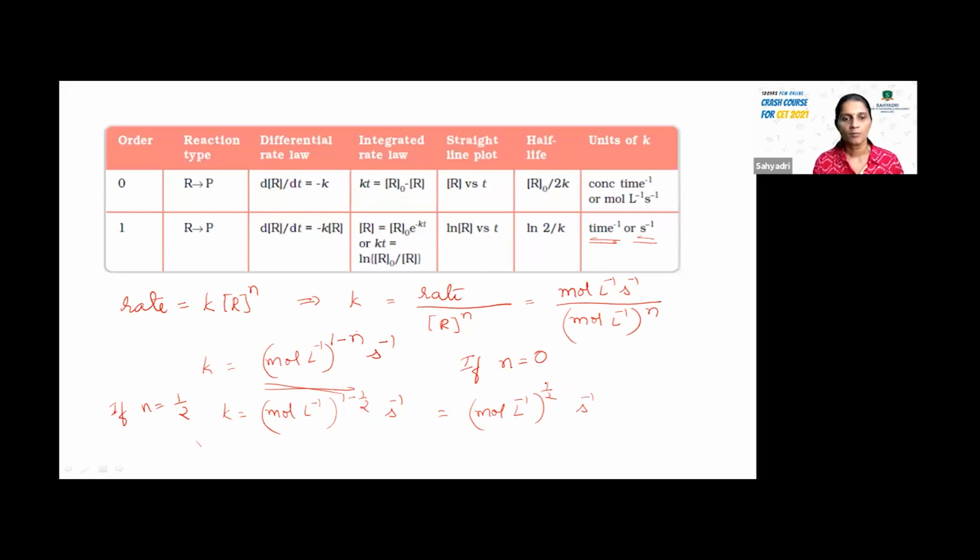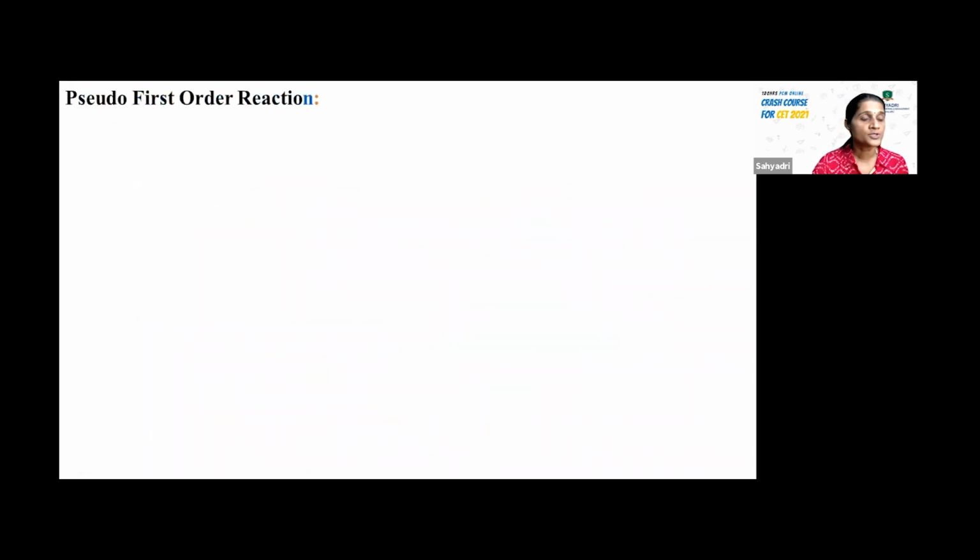That becomes moles to the power half per liter to the power half per second. It becomes clear. Yes. Shall we proceed? Pseudo first order reaction. What is pseudo first order reaction? Where the molecularity of the reaction is other than 2, but the order of the reaction is 1, is called pseudo first order reaction. So let us take one example, that is hydrolysis of ester.